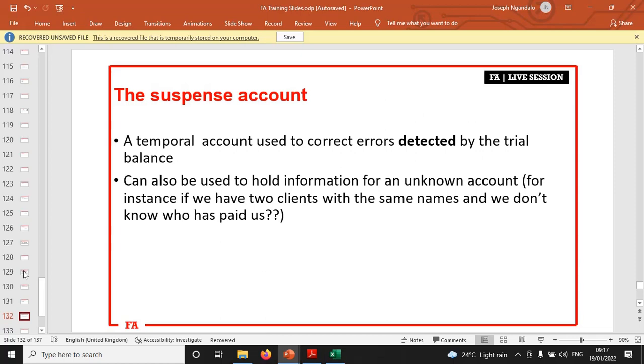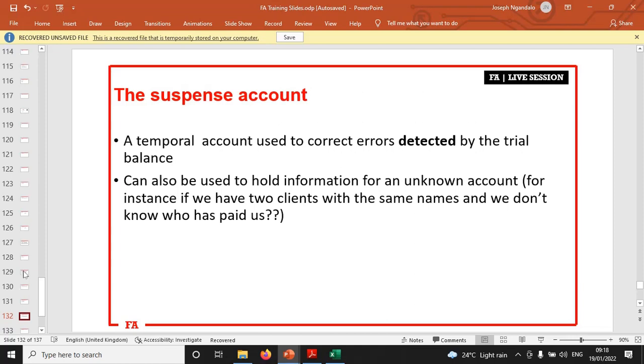This suspense account can also be used to hold information for an unknown account. For instance, if we have got two clients with the same name and one of them sends us money. I used to have a friend called Nasrili Bandai. I've got two guys whose names are Nasrili Banda. Both of them are your clients.